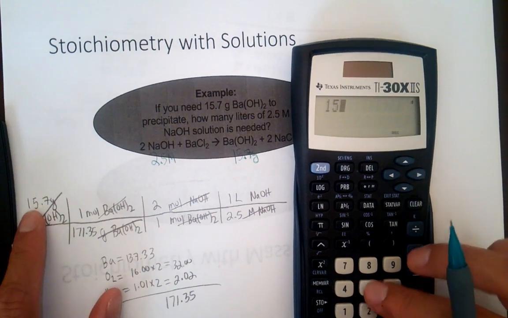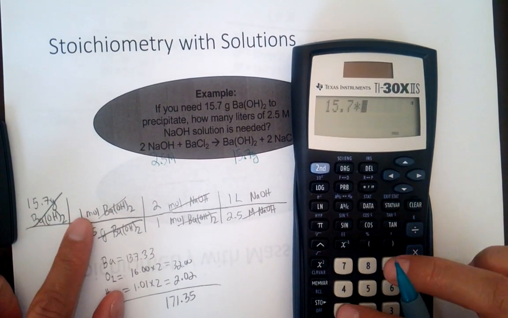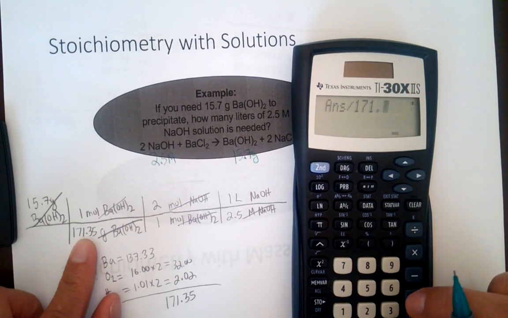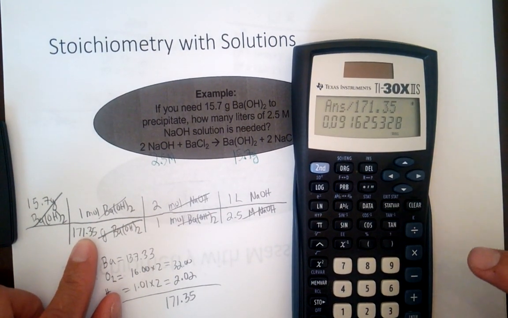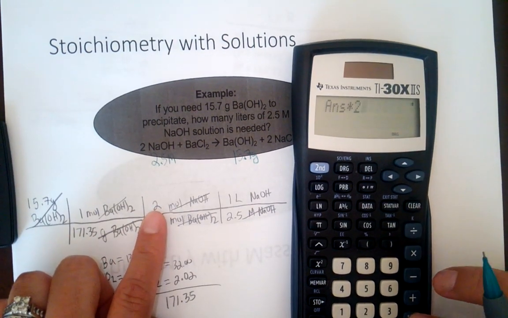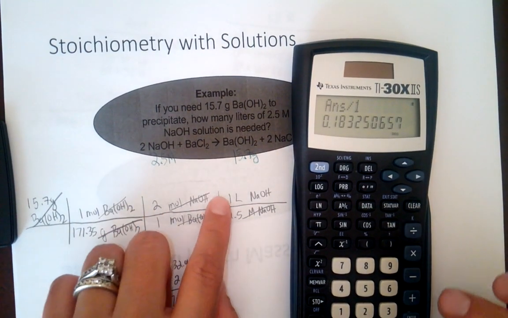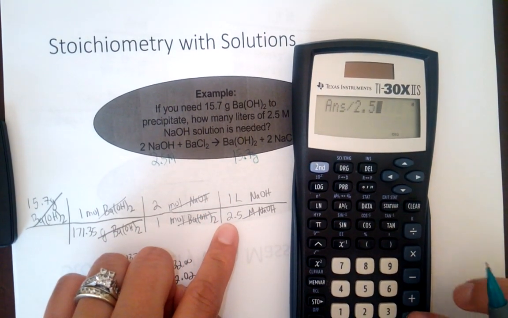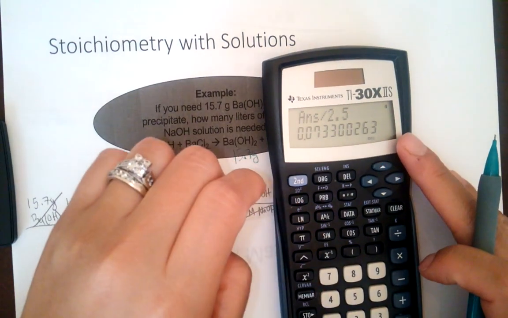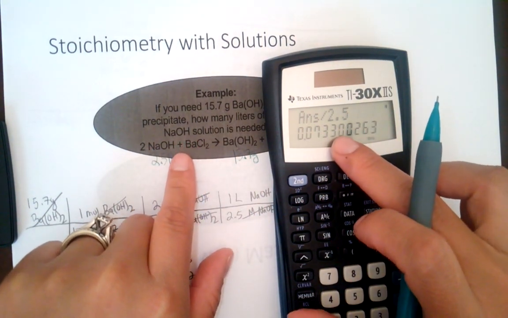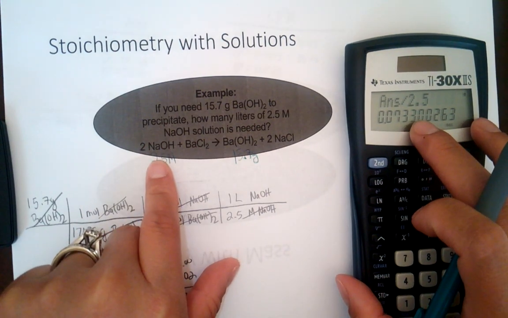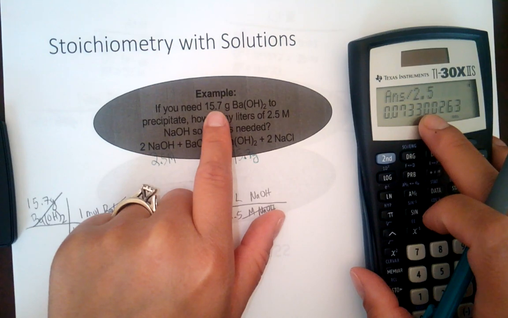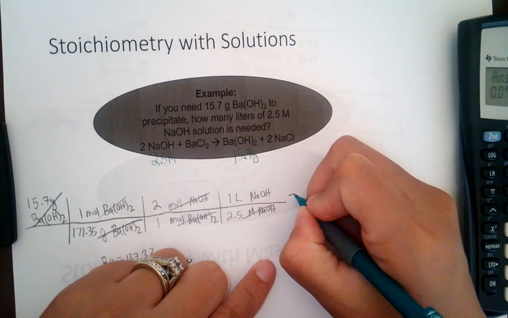So 15.7 times 1 divided by 171.35 equals this, times 2 divided by 1 times 1 divided by 2.5. And you get this as your final answer. So liters: you need this many liters of this 2.5 molar solution if you have 15.7 grams. That's how many liters you will end up having.